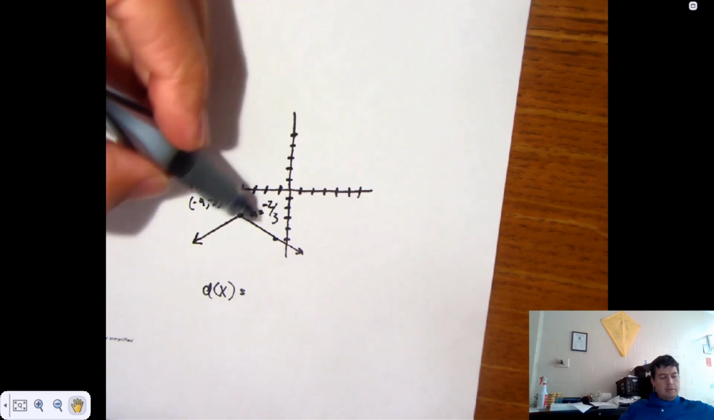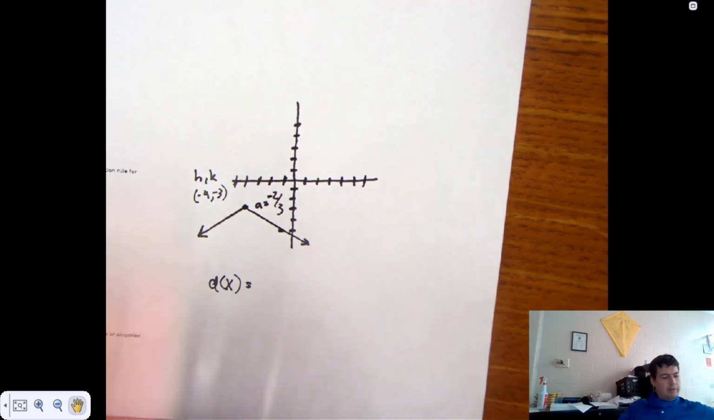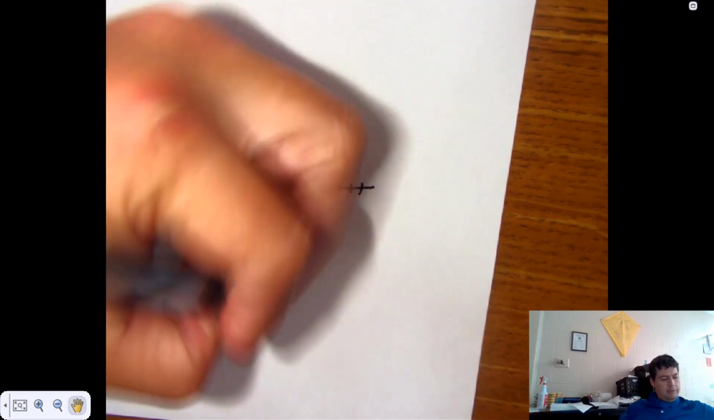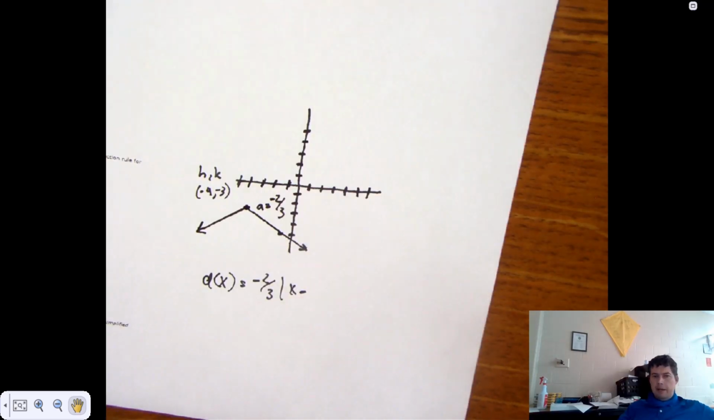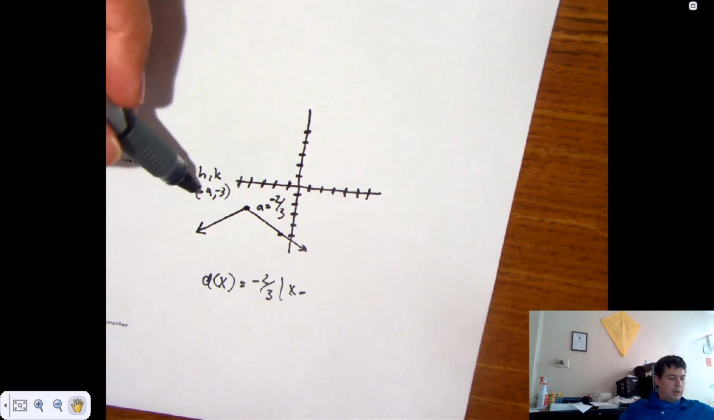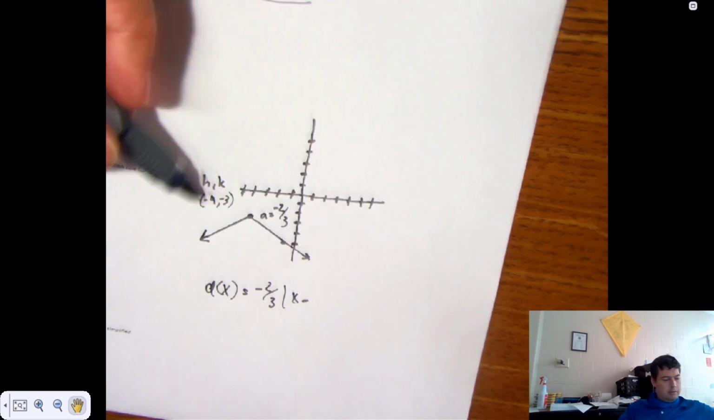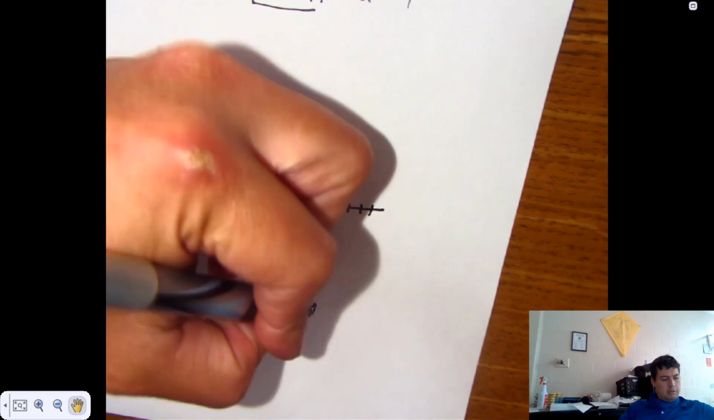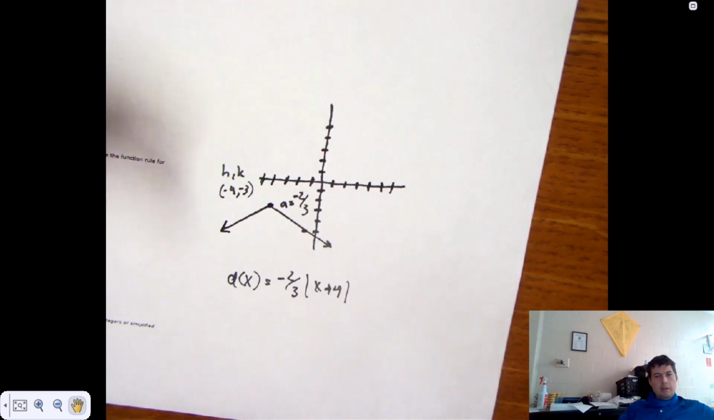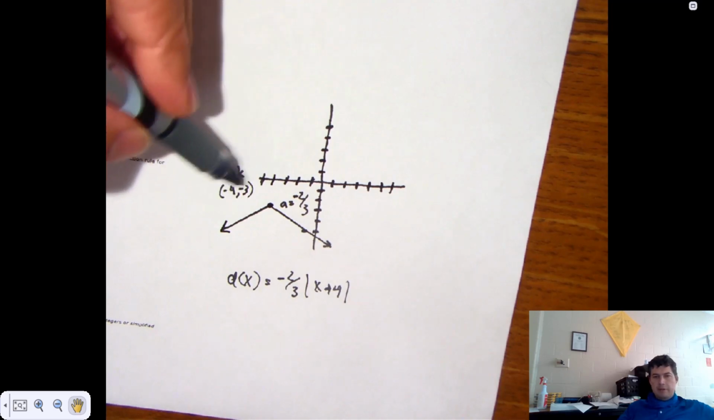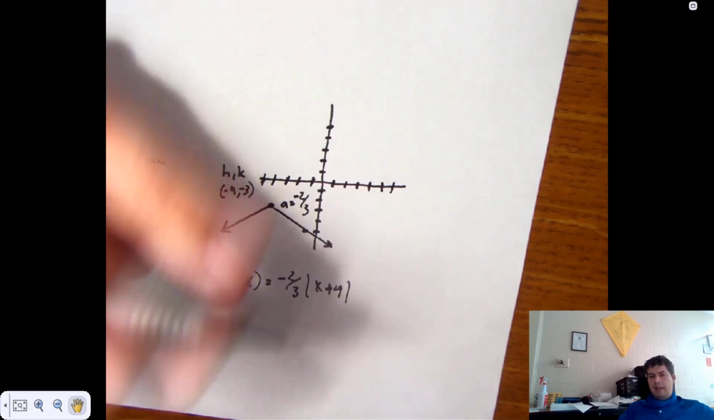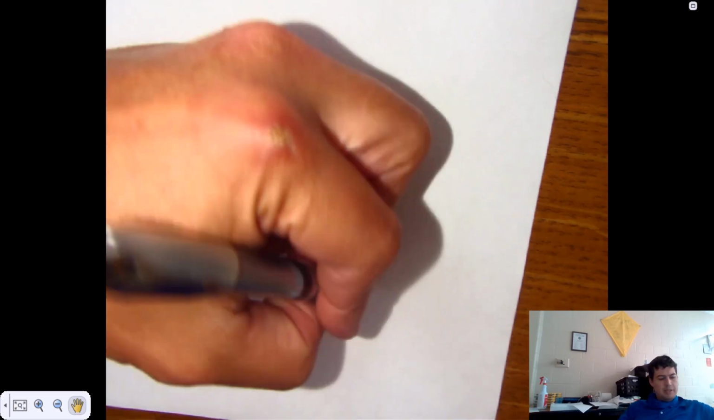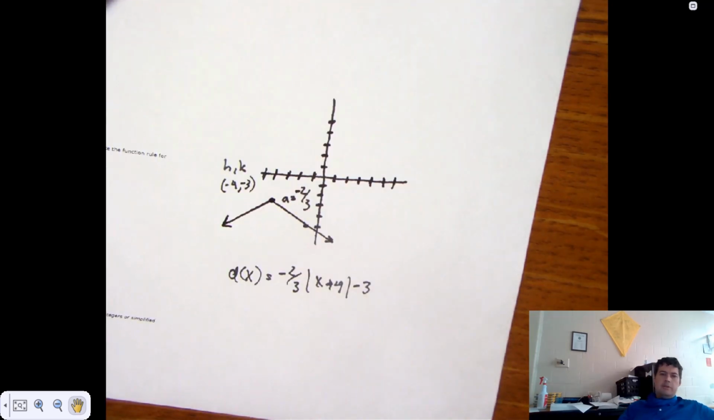D of x would be, what comes first is your slope, your A value, -2/3, absolute value bar, x. Now your form is -h. Well, if you take away a -4, don't you get a +4? Change sign, plus k, plus a -3. And I've talked about this with a couple of kids. Don't do plus a negative. Adding a negative is subtraction all day long. Just keep the sign. And there's your equation.